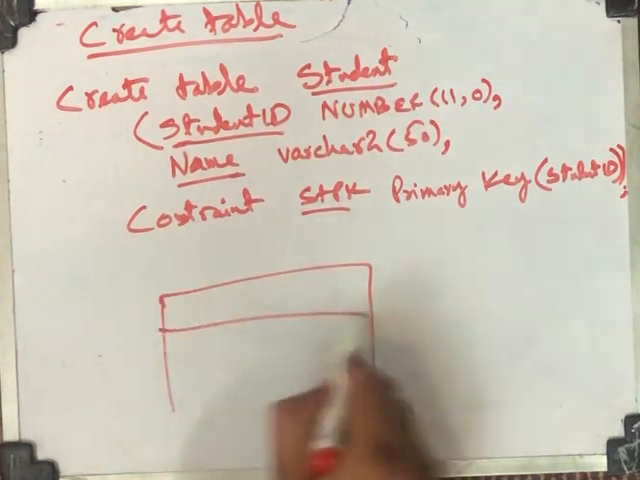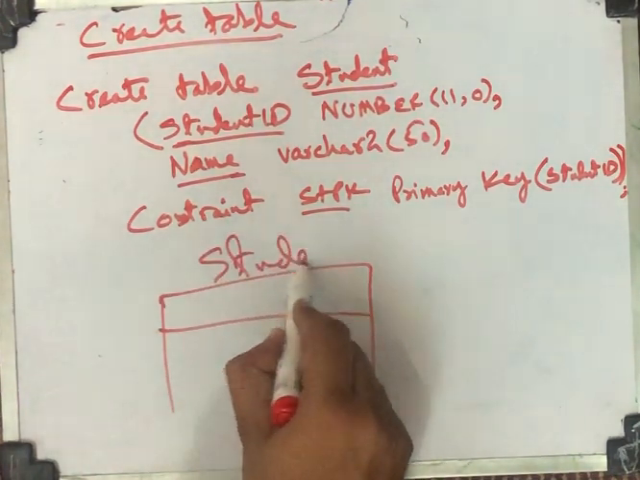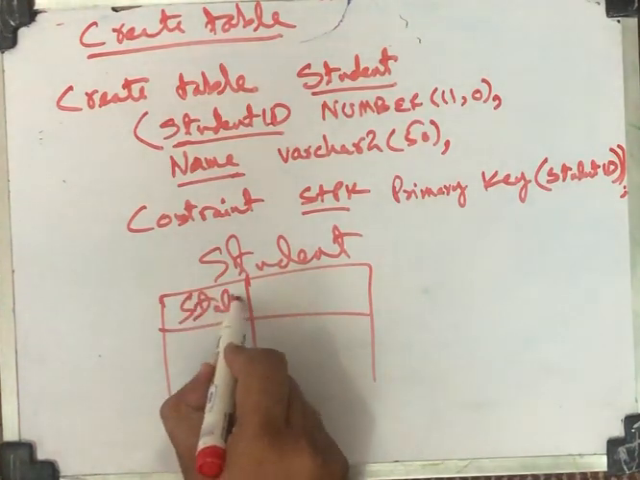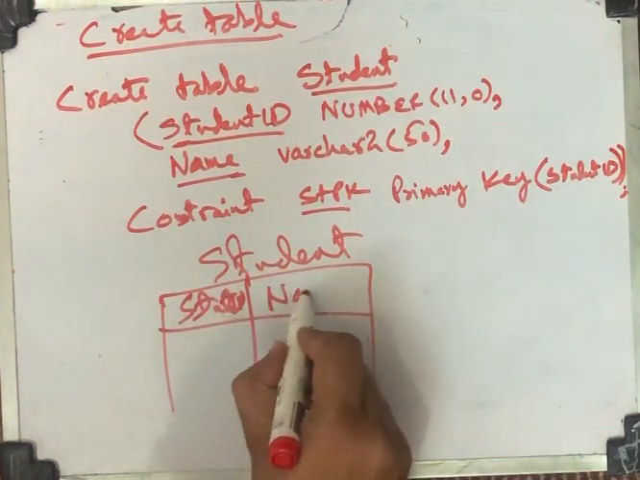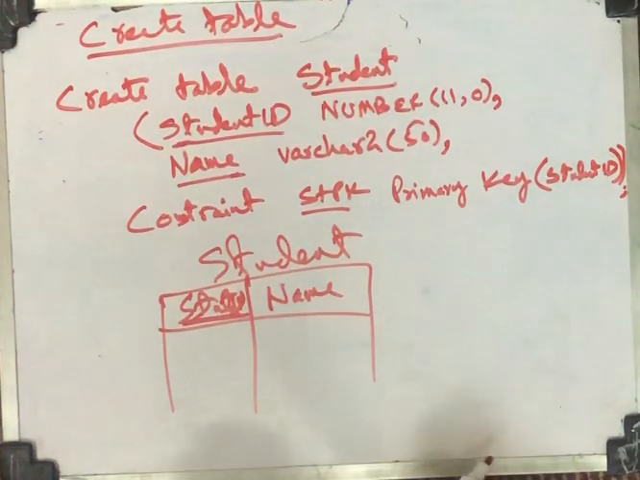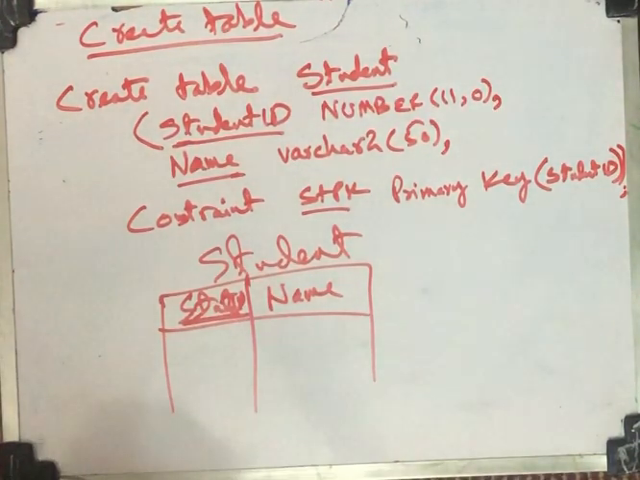relation named student would be added to the database with two columns, a student ID and name. Okay, and the student ID would basically be the primary key, because I have applied the primary key constraint.